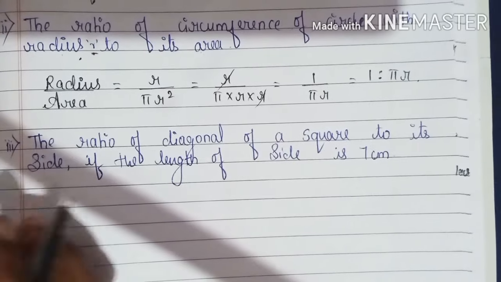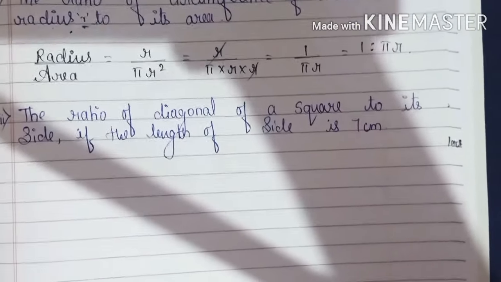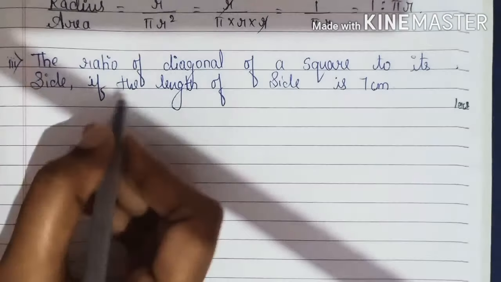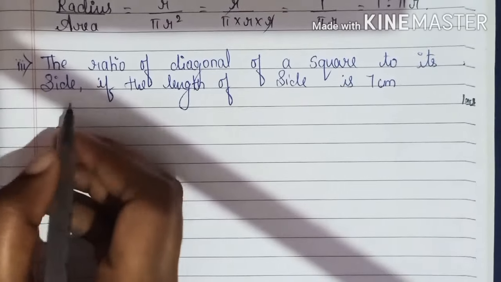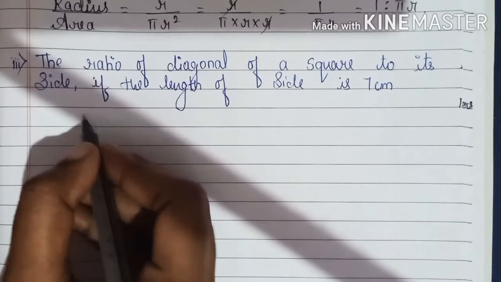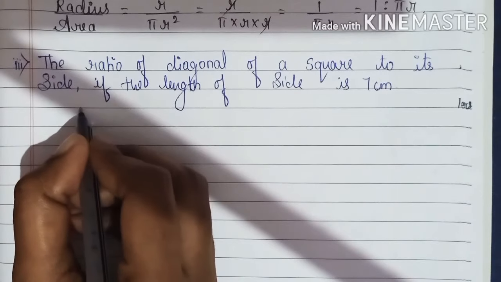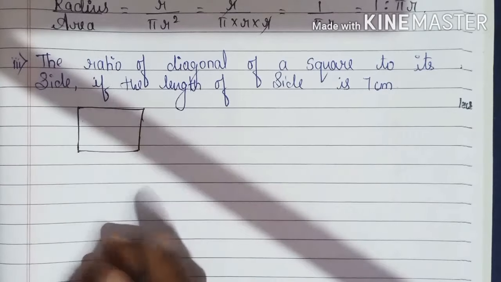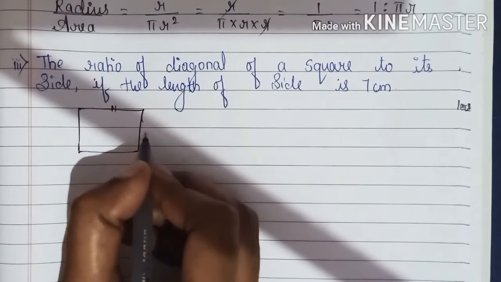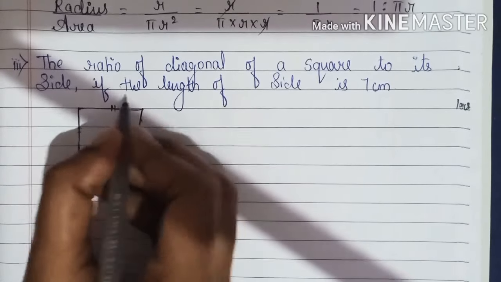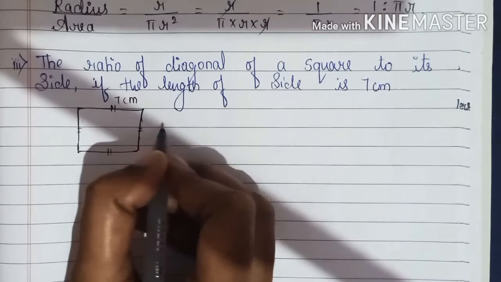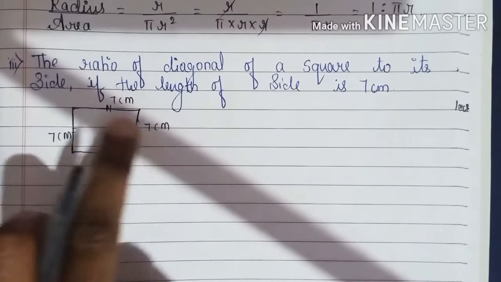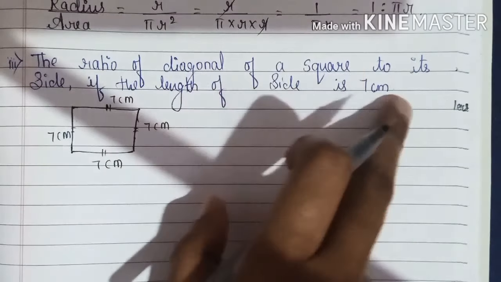So in third question we have the ratio of diagonal of a square to its side if the length of a side is 7 cm. So first of all we will draw a square. Let us assume that this is a square. Okay, the side of the squares are equal. So here all sides are equal and the length of this side is given as 7 cm.